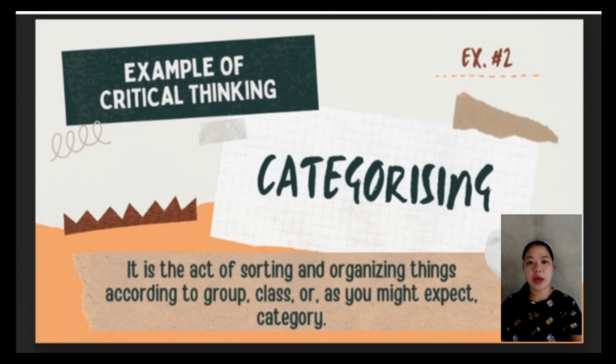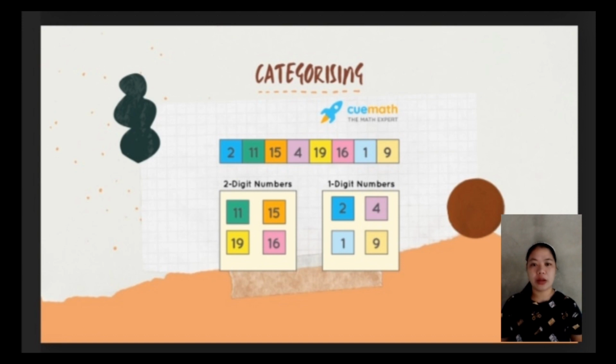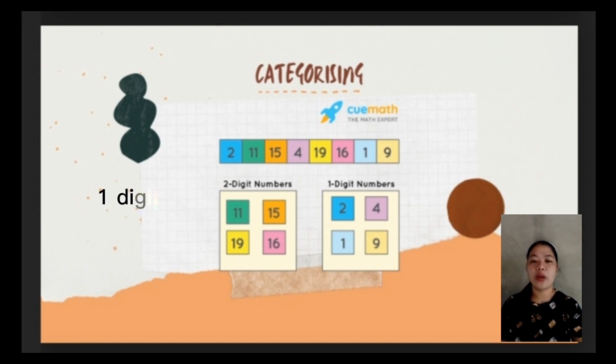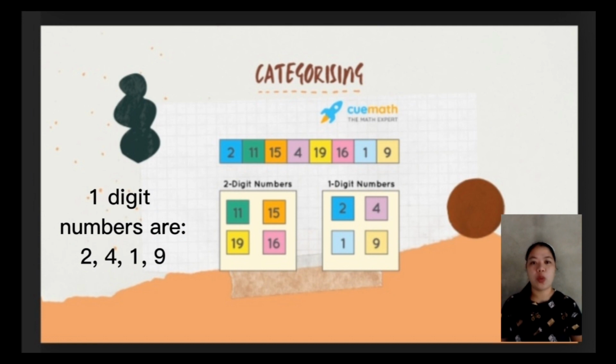Categorizing or classifying plays an important role in critical thinking because it requires identification and sorting according to a rule or set of rules that kids must discover, understand, and apply. Categorizing, or pagkakategorya, is putting things into groups with the same feature. For example here, there are 8 different numbers above. If we categorize them according to their digits, 2-digit numbers are 11, 15, 19, and 16, while 1-digit numbers are 2, 4, 1, and 9.